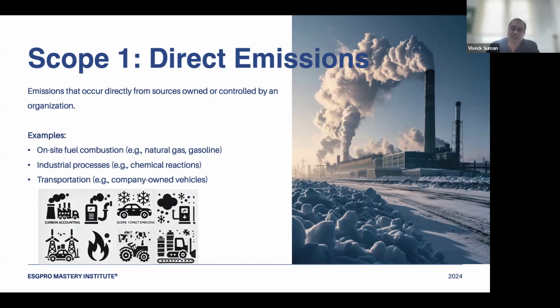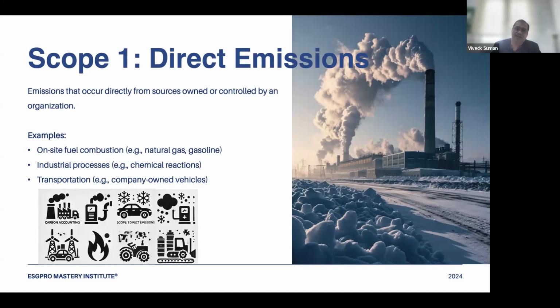Second is industrial processes, so chemical reactions. For example, you are mixing two colors, or two different chemicals, and creating a third chemical. So you are a chemical factory, or you are part of the chemical industry where you are doing these processes. That process also is a direct emission. The third is transportation.